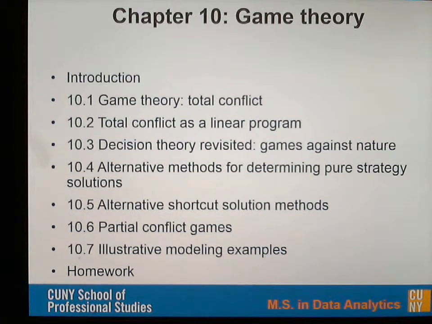So we're covering chapter 10 of the textbook, Game Theory. It has a couple of branches. One of them is total conflict, and total conflict as a linear program. And we can also look at decision theory, games against nature, an alternative method for determining pure strategy solutions, an alternative shortcut solution method, and also partial conflict games.